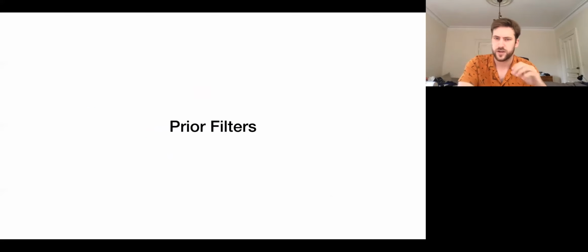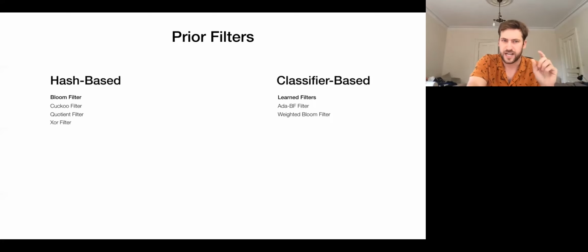Cool. So with that said, we're going to go through prior filters. I generally think of prior filters as being in one of 2 camps. So they're either hash-based or they use classifiers, that is, they're machine learning based in some way. And we're going to go through an example of both.